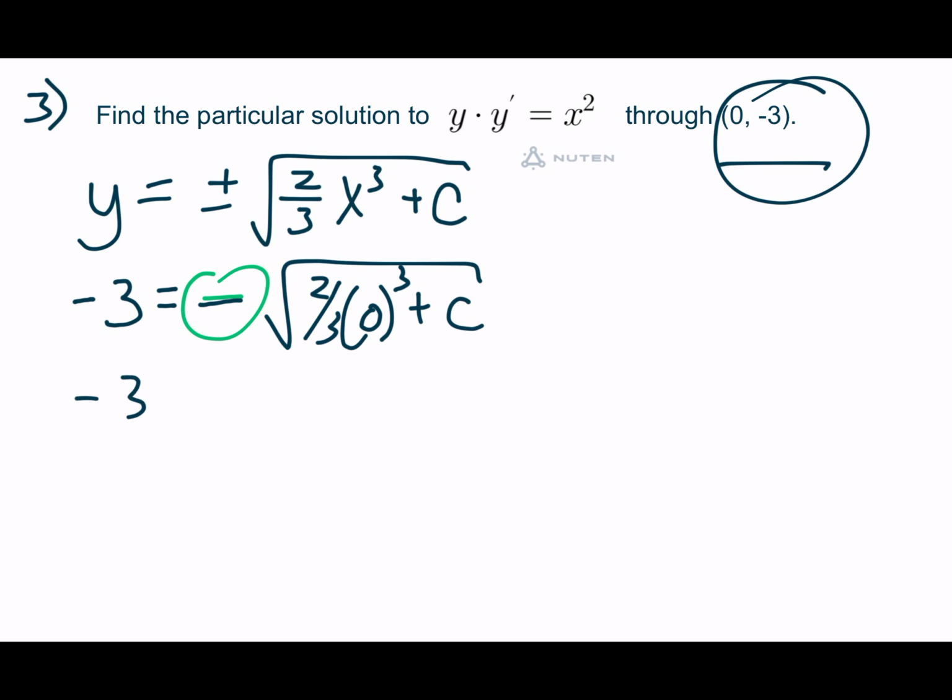So I'm going to have -3 is equal to negative the square root of 0 cubed, which is just 0, times 2/3 is still 0, so c. I could divide both sides by a negative. I get 3 equals square root of c. And then to undo the square root, I want to square both sides.